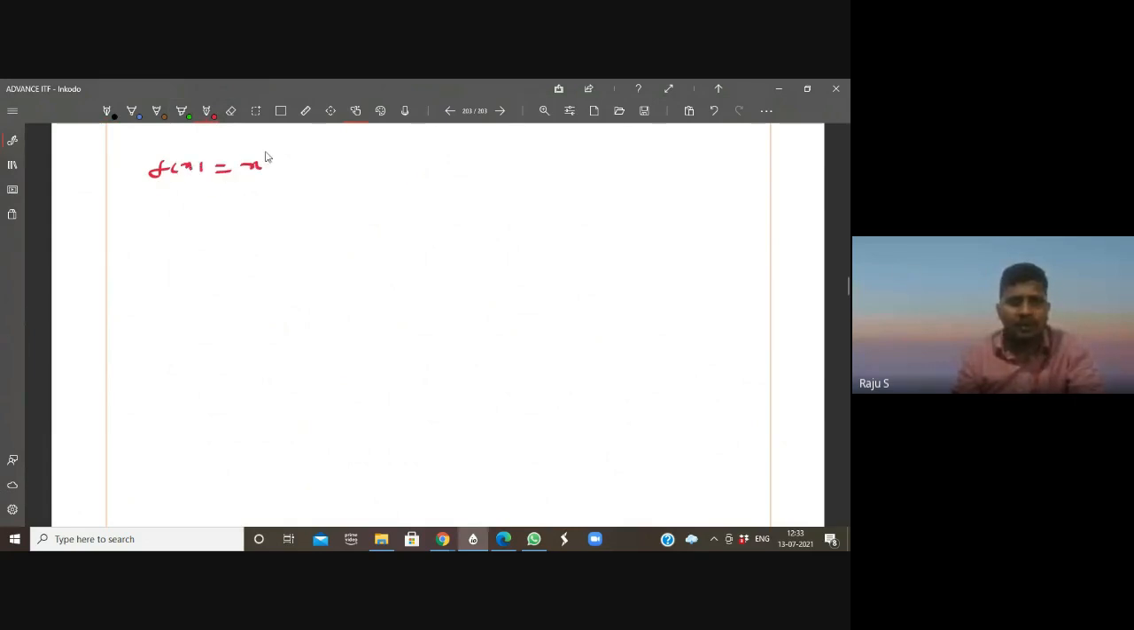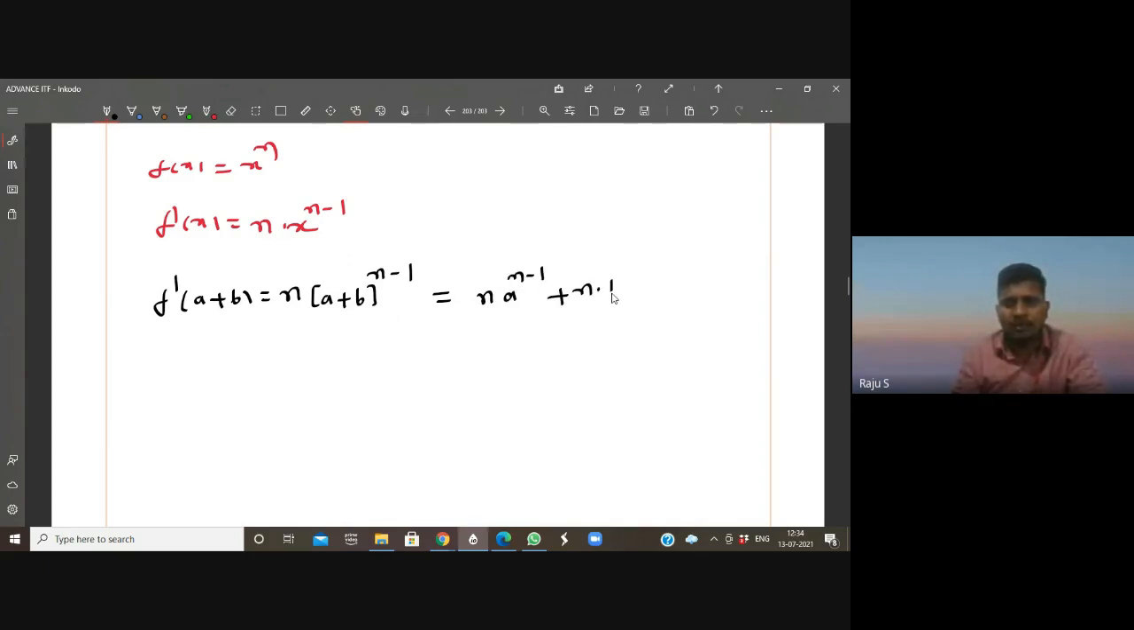F of x is equal to x power n they gave. What is f dash of x? It is n into x power n minus 1. Then f dash of a plus b is n into (a plus b) to the power of n minus 1, which is equal to n into a to the power of n minus 1 plus n into b to the power of n minus 1. That is nothing but f dash of a plus f dash of b.